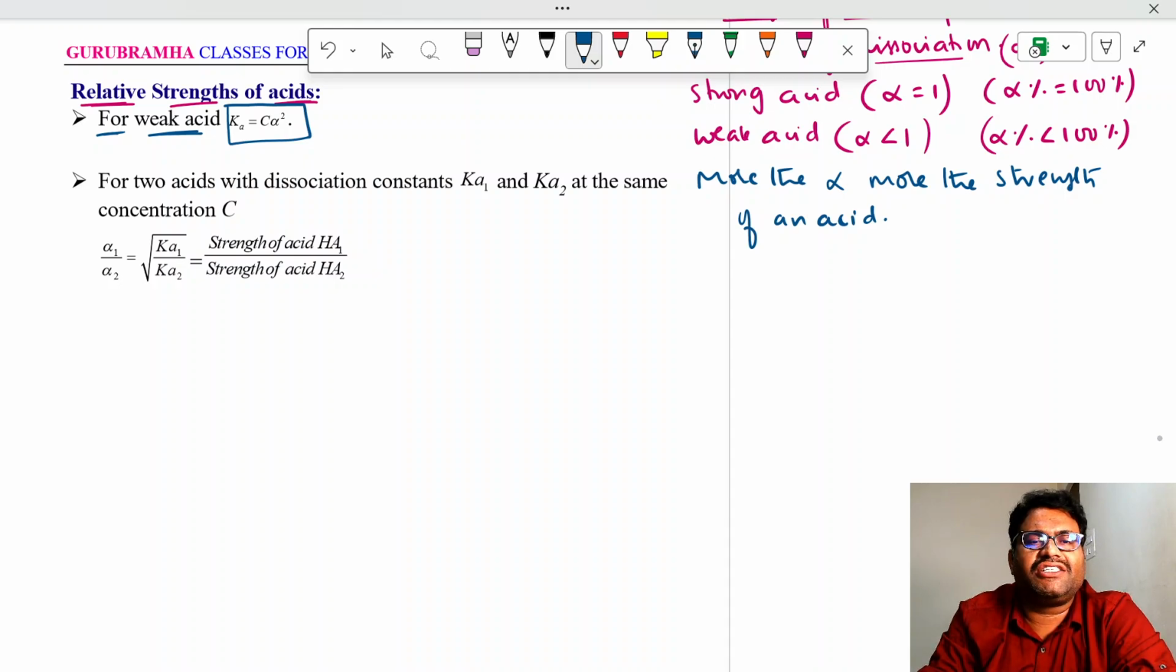For weak acids, very weak acids especially, we know Ka is equal to C alpha square. So alpha is equal to, from Ka equals C alpha square, root Ka by C.